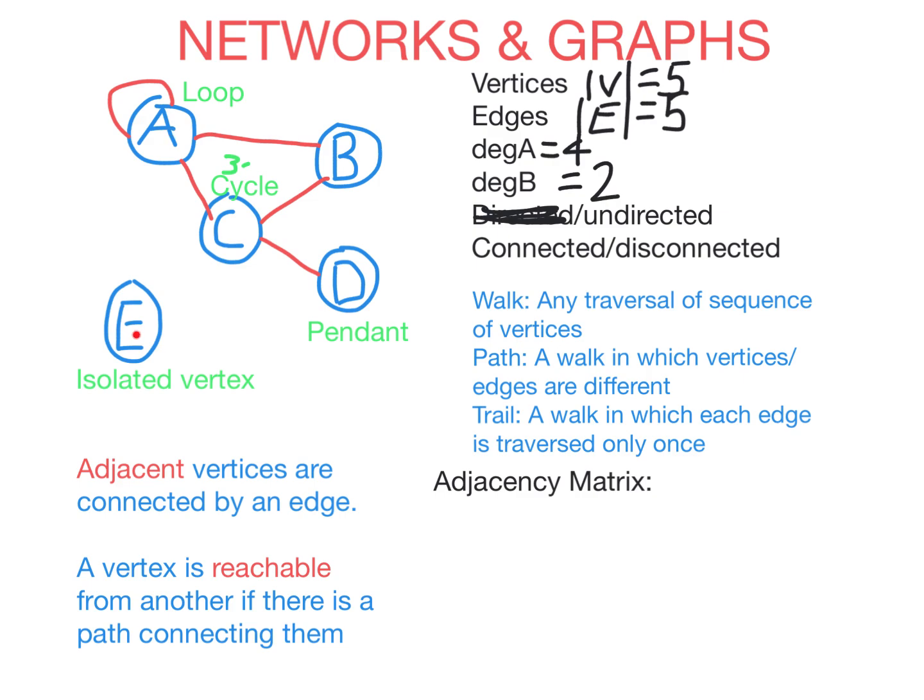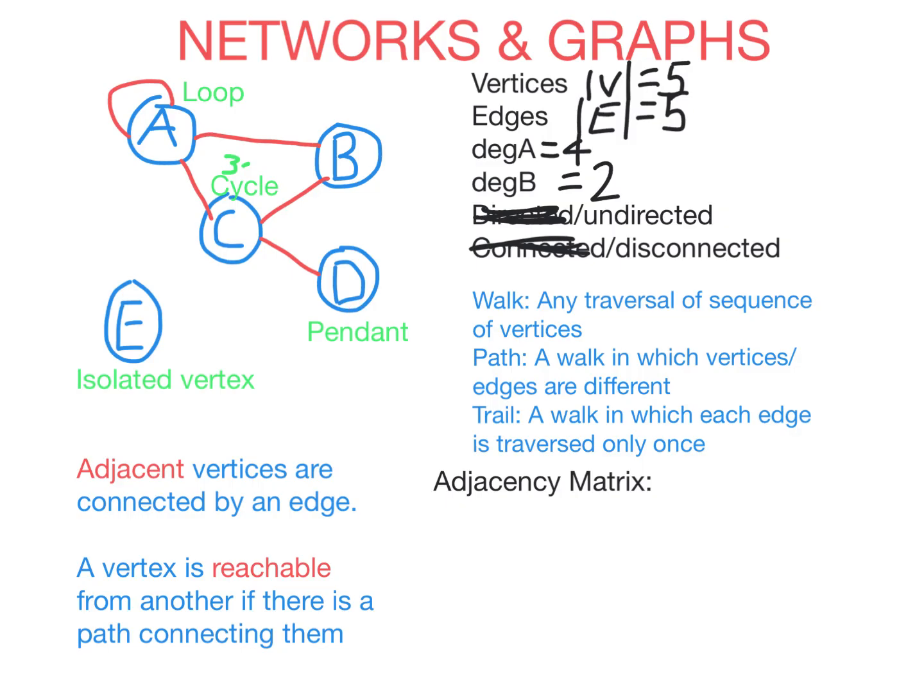Here, that's not possible. You can't get from E to anywhere else. You can't get from any of these to E. E is what we call an isolated vertex. That means there are no edges connecting to it. Now, D is called a pendant because it has degree 1. See, it's hanging out there like a pendant.